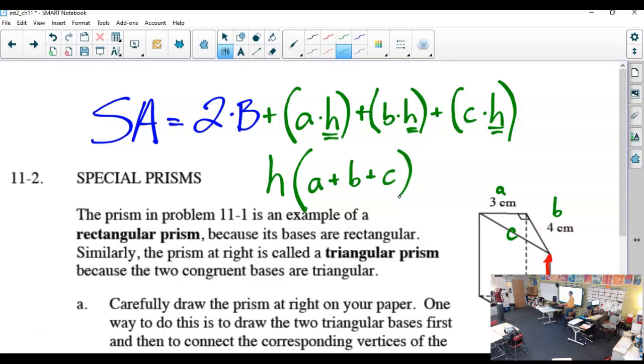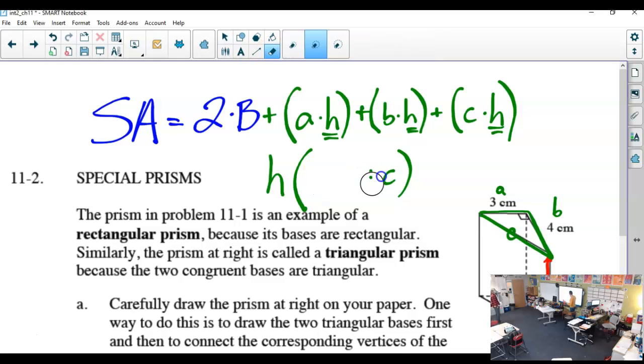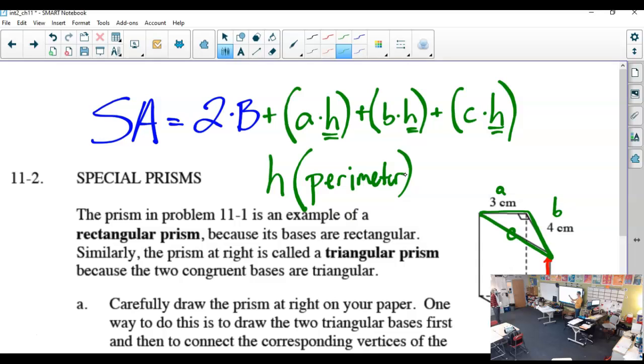What you're doing is saying this triangle was the base, this triangle was also the base, but these three sides around are one big rectangle. So if we can find the perimeter of the base shape, this is really just the perimeter of the base. So for any three-dimensional prism, it's 2 times the area of the base plus the height times the perimeter.